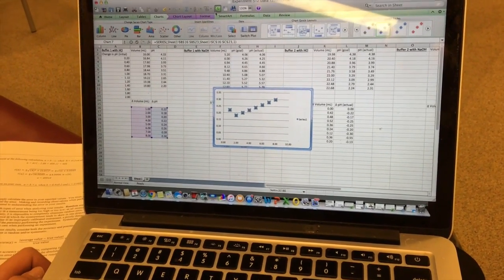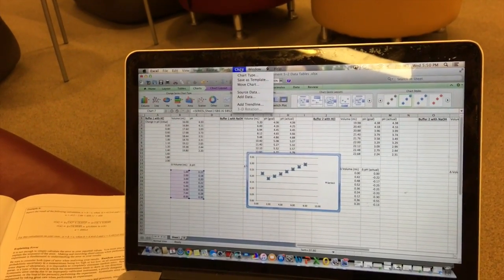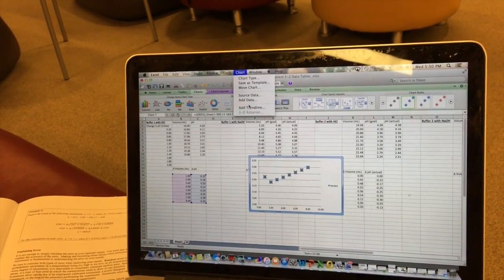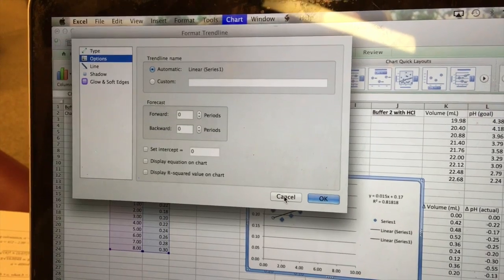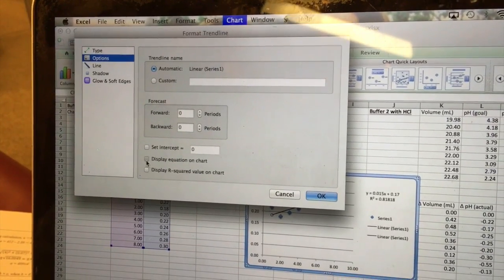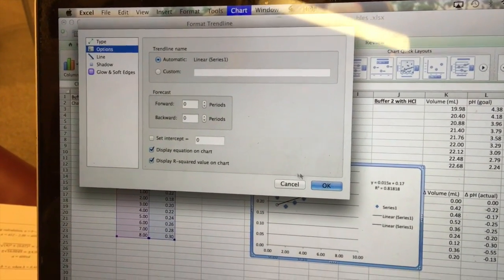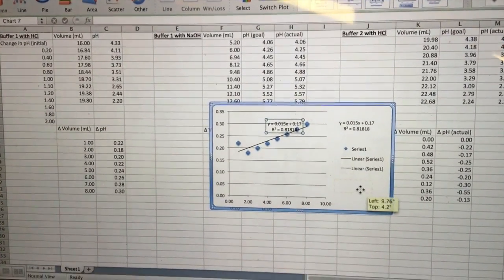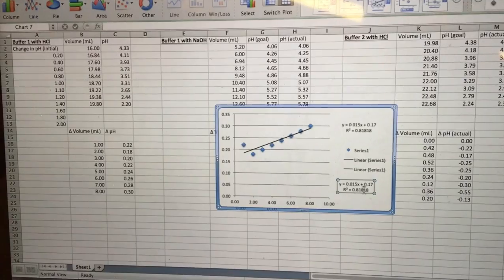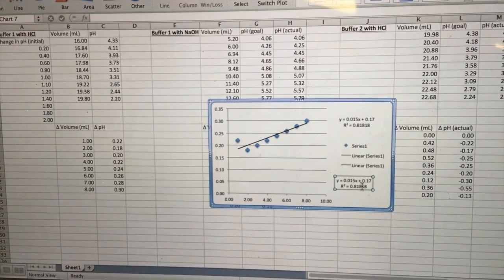Next, add a trend line by clicking on your data, going to Chart, and then Add Trend Line. Under Options, select Display Equation on Chart and Display R-squared value on chart. The equation will be the equation of your trend line, and the R-squared value is the correlation of your data points to the trend line.